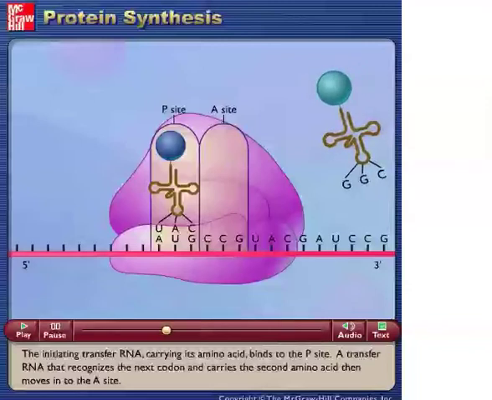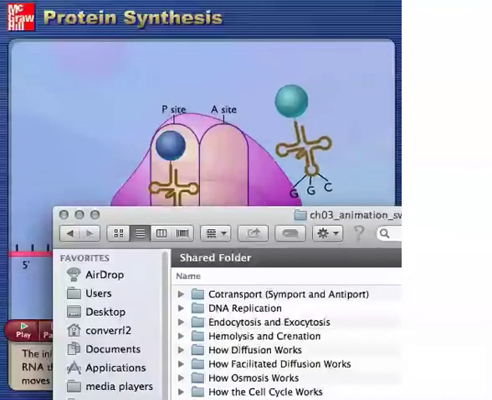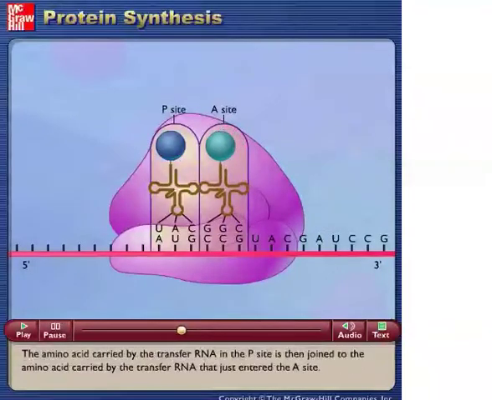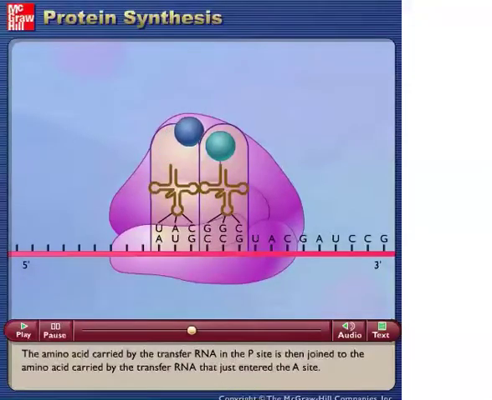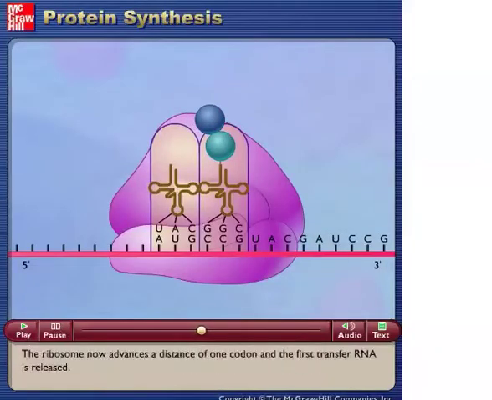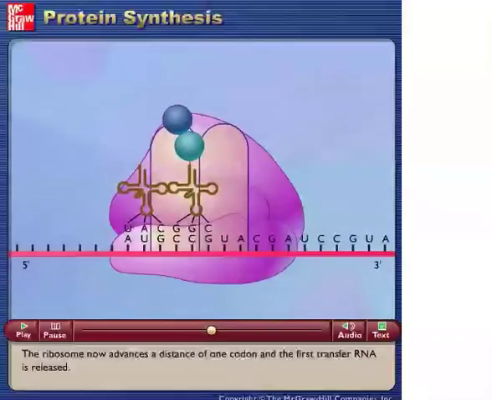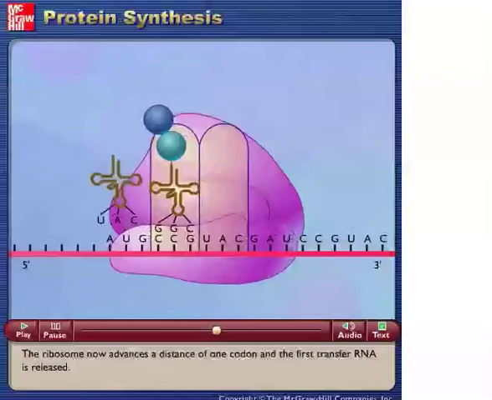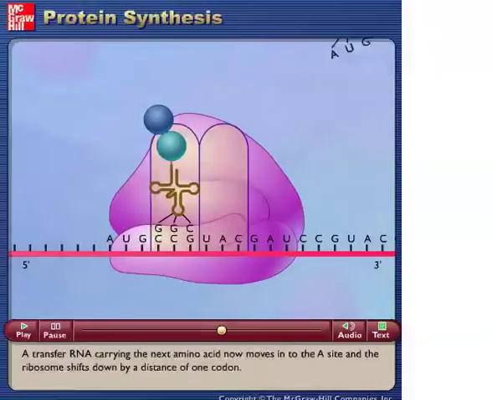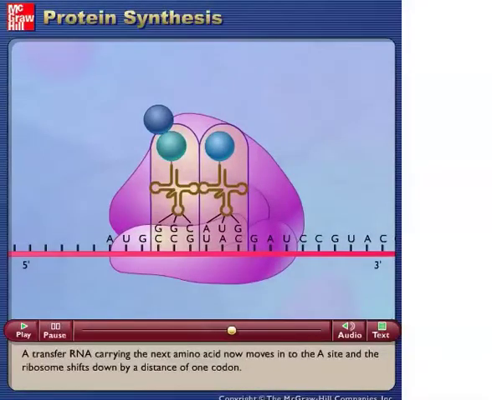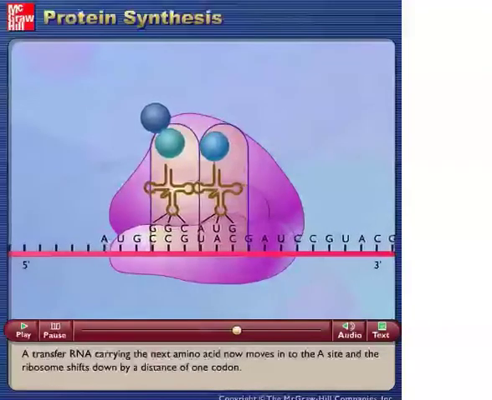A transfer RNA that recognizes the next codon and carries the second amino acid then moves into the A site. The amino acid carried by the transfer RNA in the P site is then joined to the amino acid carried by the transfer RNA that just entered the A site. The ribosome now advances a distance of one codon and the first transfer RNA is released. A transfer RNA carrying the next amino acid now moves into the A site and the ribosome shifts down by a distance of one codon.